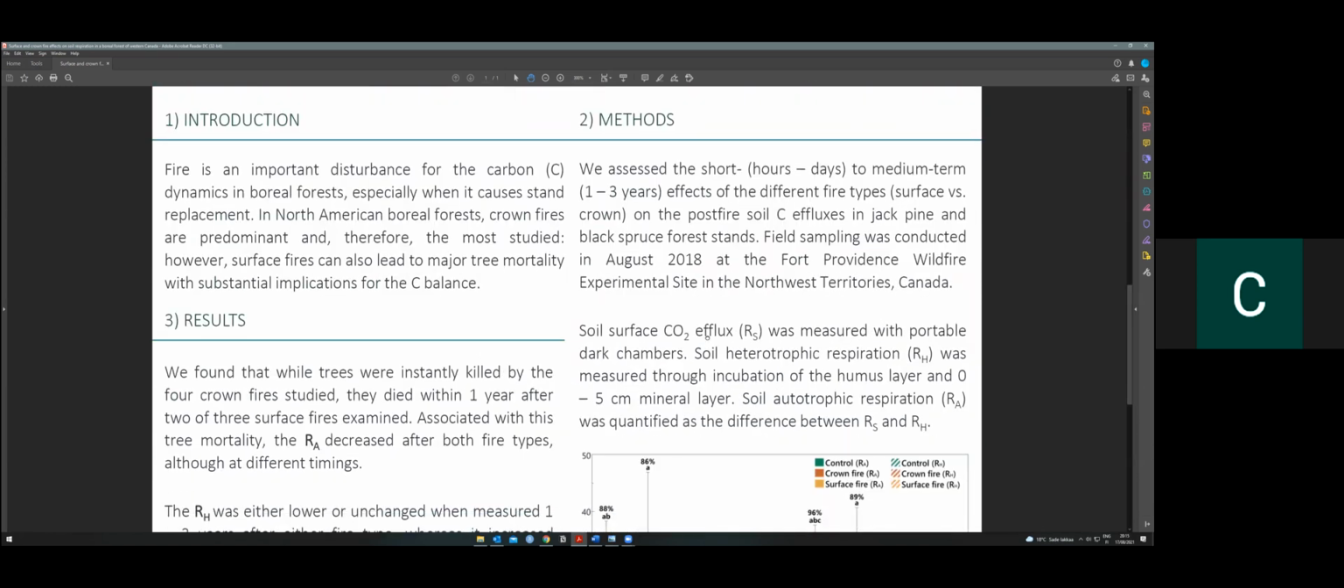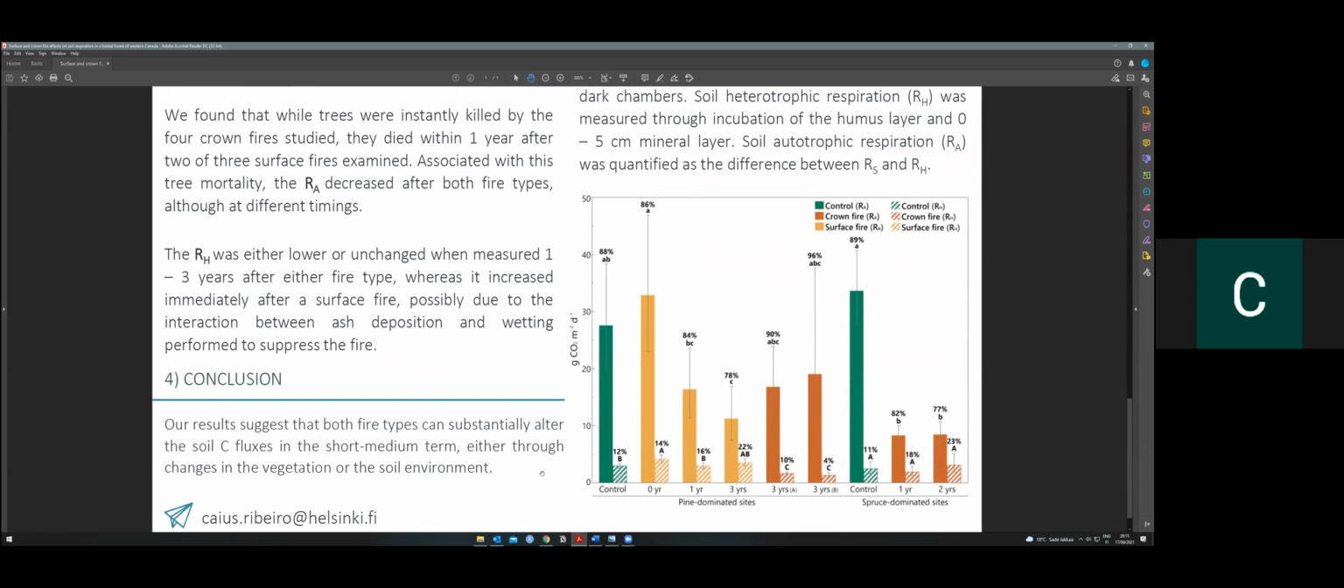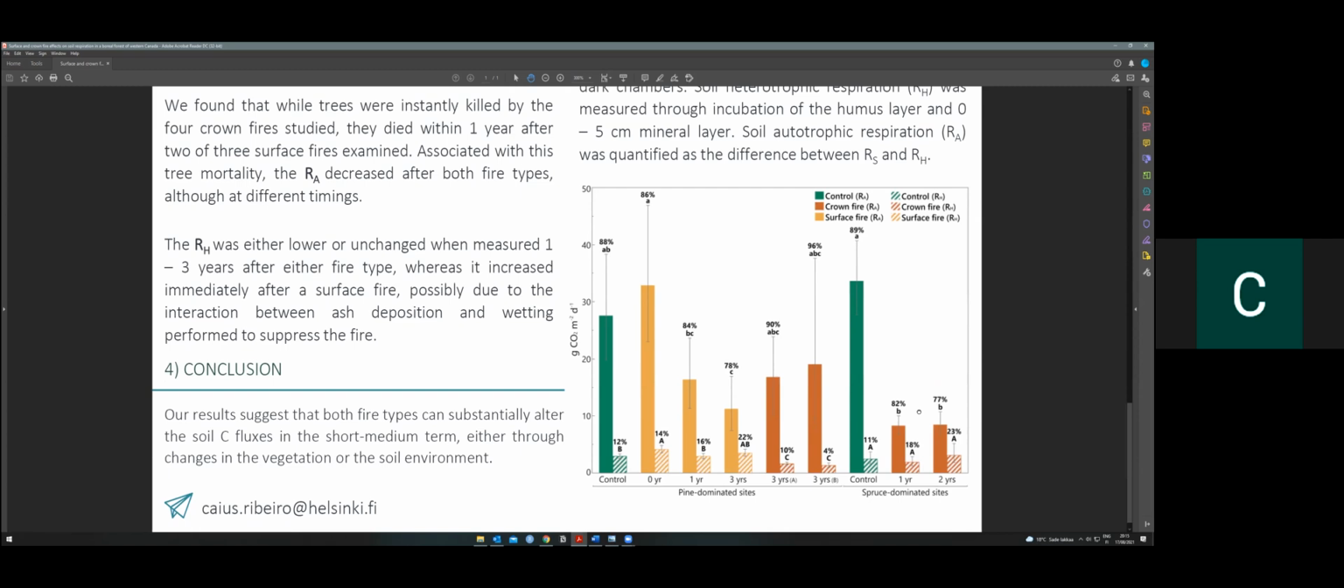And regarding soil respiration, I have this graph with the values of soil respiration on the y-axis. Here you can see in orange the average values from crown fire, and in yellow from surface fire. The solid bars are autotrophic respiration, and the dashed bars are heterotrophic respiration. We noticed that 1 and 2 years after fire in spruce dominated sites, there was a significant decrease in autotrophic respiration, which is expected and, I guess, seen most often. And for some reason, we didn't detect a significant difference after crown fires in pine dominated sites.